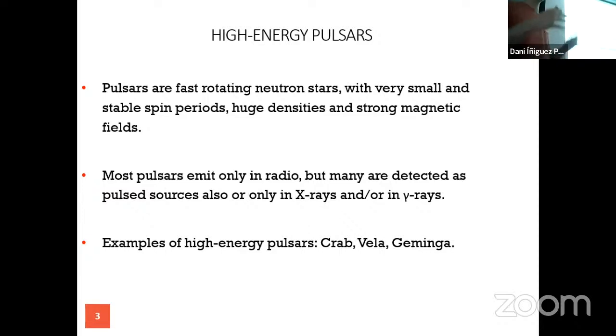These are the so-called gamma ray pulsars, which are mostly detected by the telescope. Out of these, some of them, around 40, also emit non-thermal X-ray radiation, and these are what I will call the high energy pulsars. Some examples of these are the Crab pulsar, Vela, or Geminga.